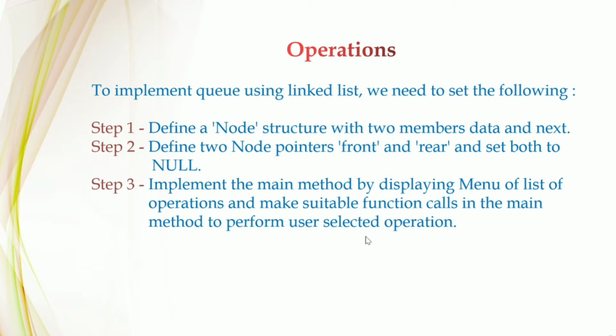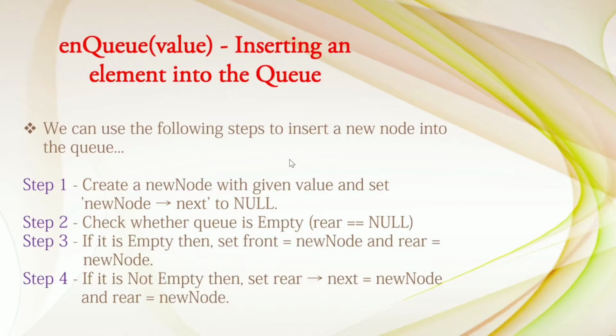And rear and front are defined as node pointers, and both are set to null. Enqueue the value: the passed value is inserted into the queue. The enqueue function is to insert an element into the queue. For that we have to follow the steps to insert the new node.